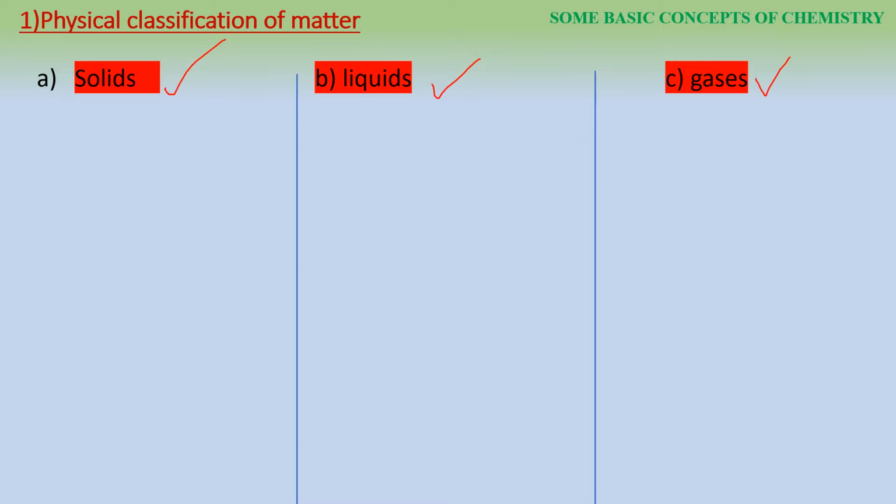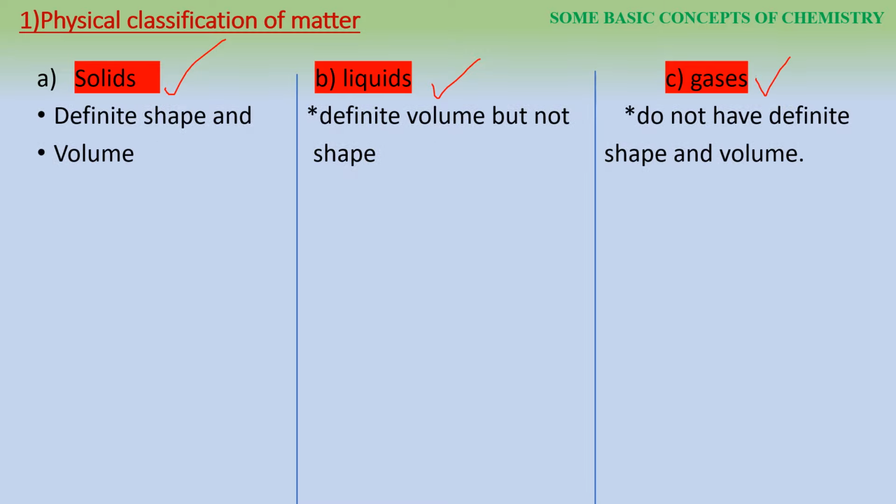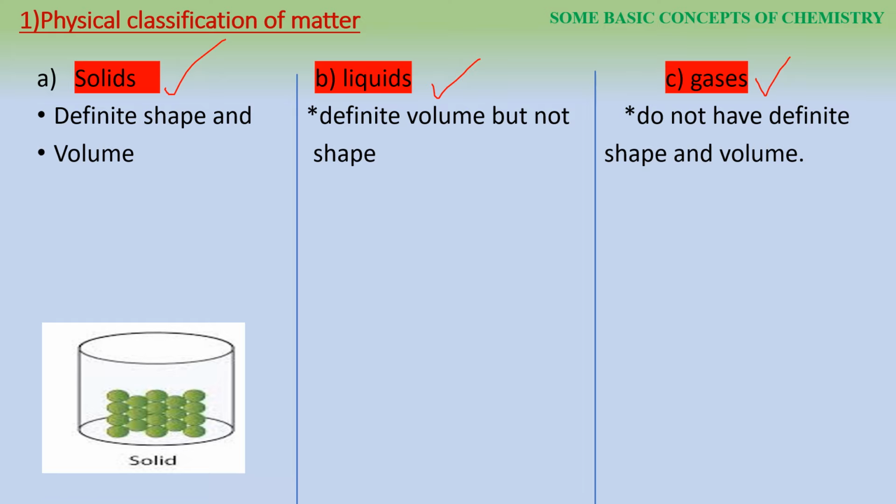Let's see the properties of the states of matter. Solids have definite shape and volume. Liquids have definite volume but not definite shape. Then gases do not have definite shape and volume. Okay. So look at this image.